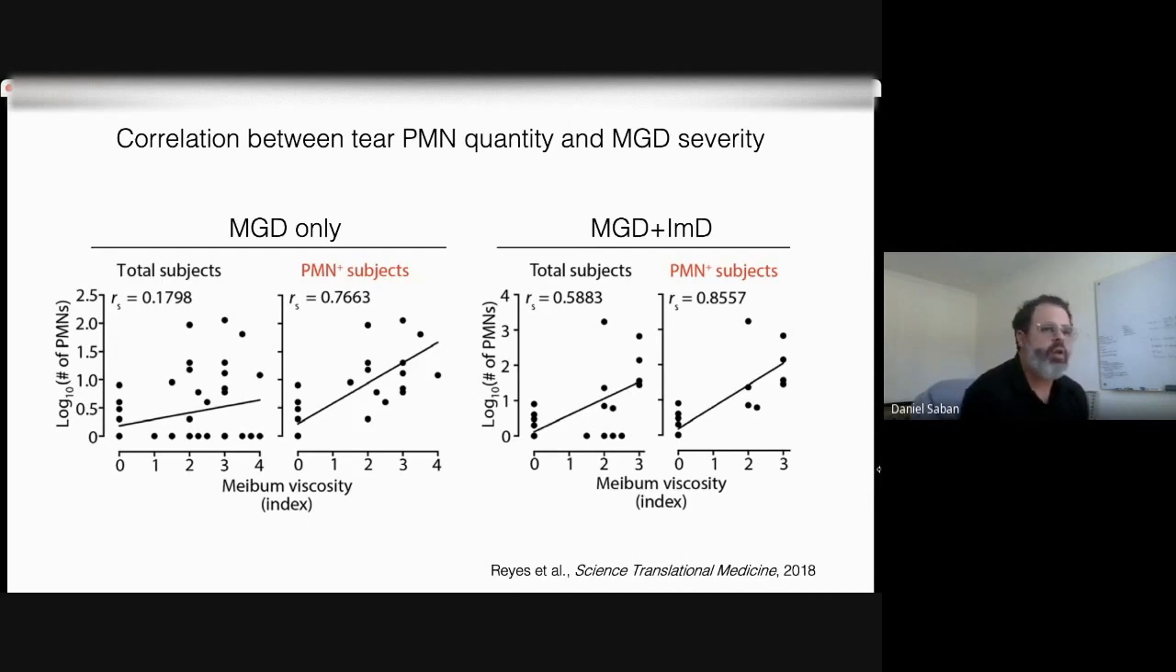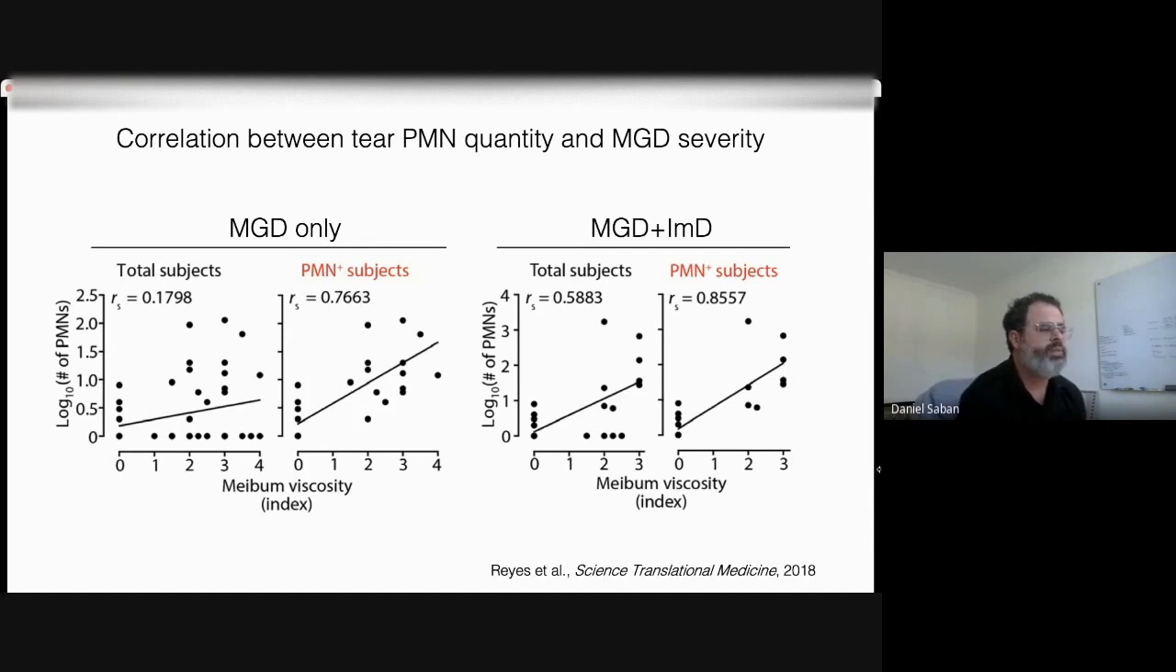The scoring and the immunology and flow cytometry were done completely in masked fashion, so there was no communication between the flow cytometrist and Priya. And what you can find is, indeed, we do see a nice correlation, both in the MGD only and in the MGD plus IMD groups.